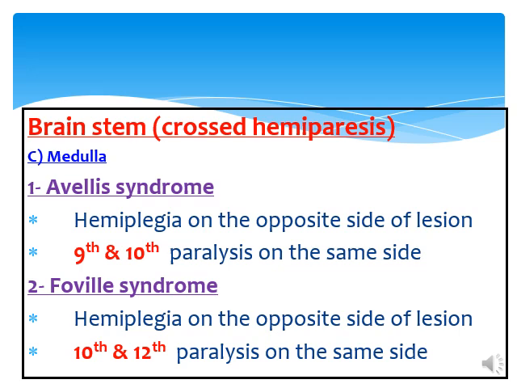Let's go down to the medulla. The medulla, the Americans pronounce it medulla. There are two syndromes also: the Avellis syndrome and the Foville syndrome. Avellis: hemiplegia on the contralateral side of the lesion, and ipsilaterally there is 9th and 10th cranial nerve affection. Foville syndrome: hemiplegia on the contralateral side of the lesion, and ipsilaterally the 10th and 12th cranial nerves are affected on the same side.